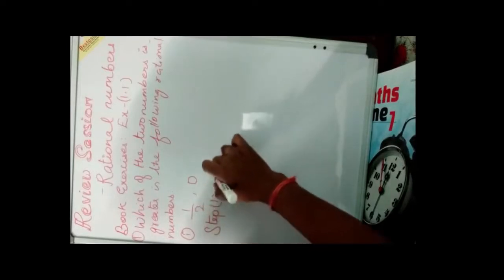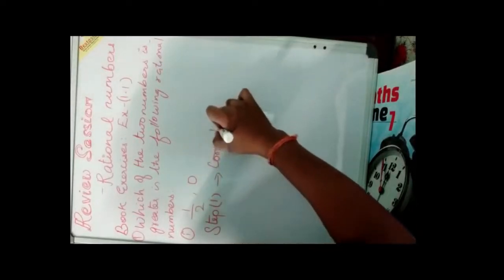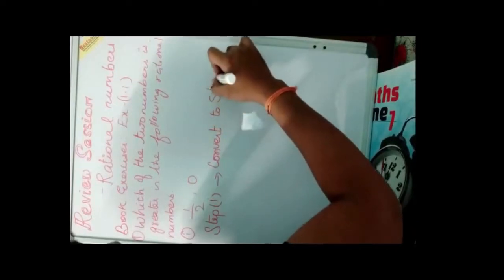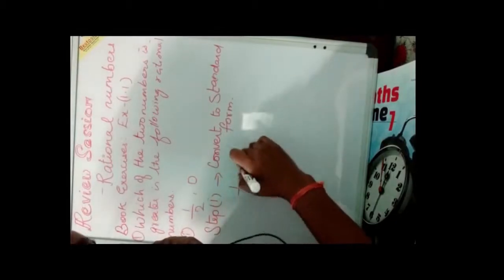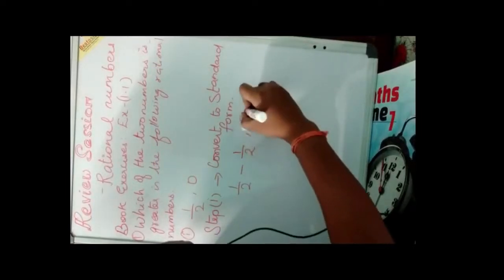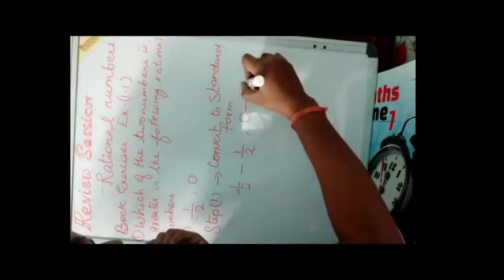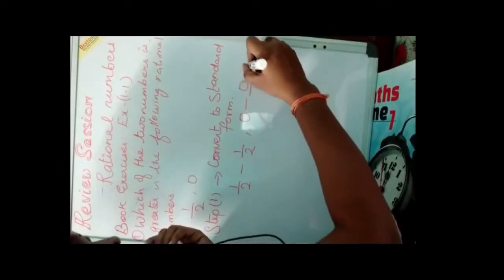So first, step 1 is we need to convert to standard form. How do you convert into standard form? Standard form is nothing but converting the number into a rational number or fraction. So 1 by 2 is already in fractional form, so you just write the standard form as 1 by 2. 0 is not in fractional form, so you can write either 0 by 1 or 0 by 2, because 0 divided by anything is naturally 0.